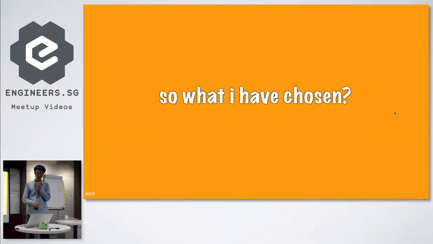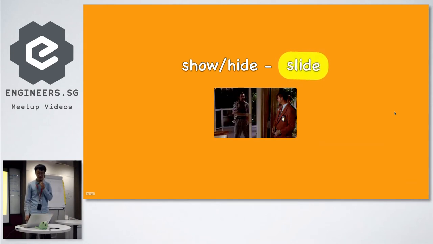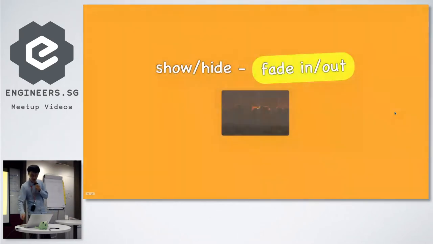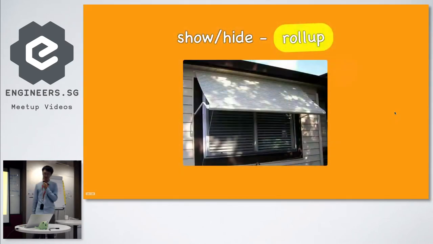And so I will give you some demos today. For today's demo, I will show you what I have chosen first. The first one is sliding, select left or right. It's from a real world case, right? That's the first kind of animation effect. But I think just one kind of animation effect for showing or hiding things is not enough. So the second one is fade in and fade out, just like day and dark changing gradually. And the third one I chose is like a shade of your window, so you can roll up or roll down from the top. So it's also from the real world. So those are the three kinds of animation effects to show or hide things.